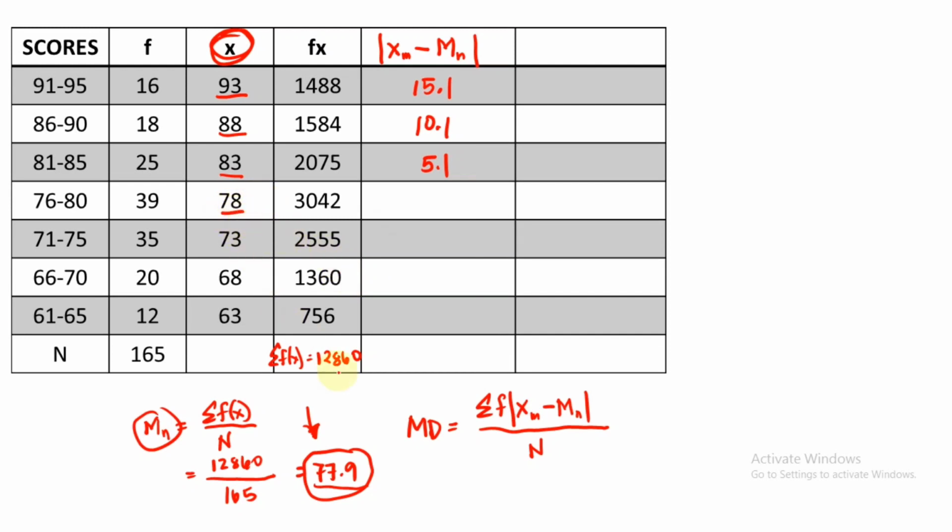Next, 78, subtract natin sa 77.9, that is 0.1. Then 73, subtract 77.9, that is 4.9. Then 68, subtract 77.9, that is 9.9. Automatically positive yung result kasi naka-absolute value ito. Absolute value. 63, subtract sa 77.9, the result is 14.9.